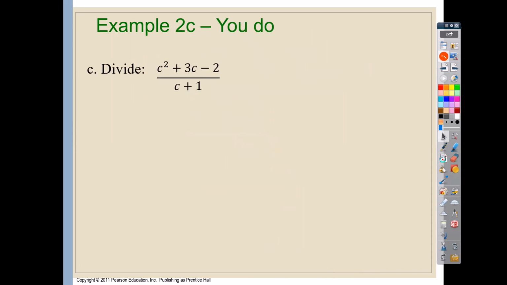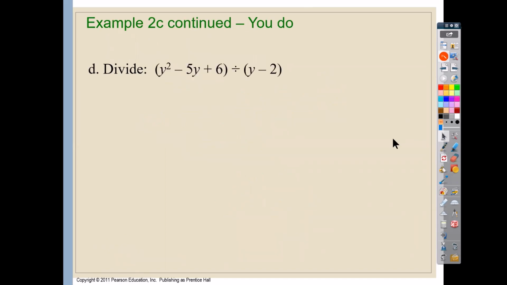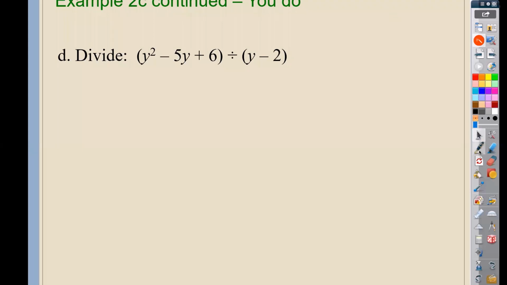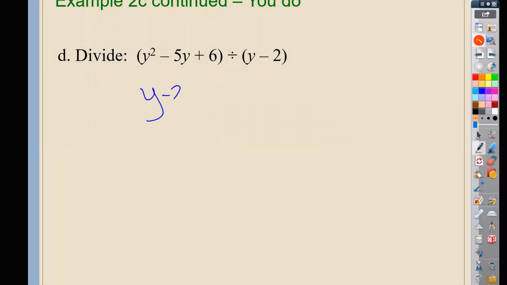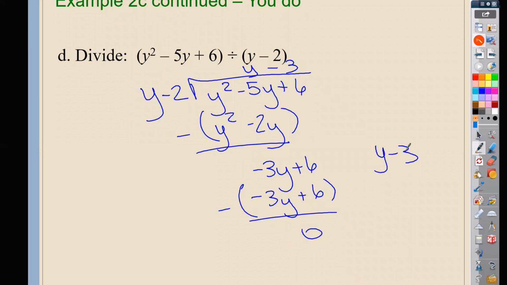Okay, you're going to try one. And you should have gotten this as your final answer. Okay, here's another one for you to try. So let's see. Negative 5 minus a negative would be negative 3. You move down this 6. So your answer is y minus 3.